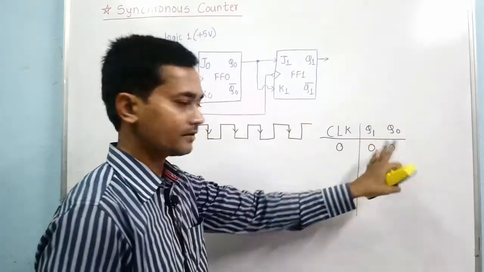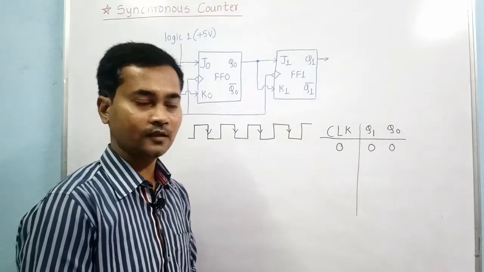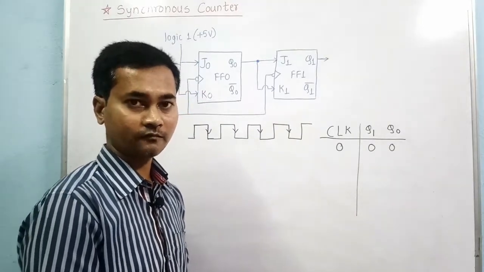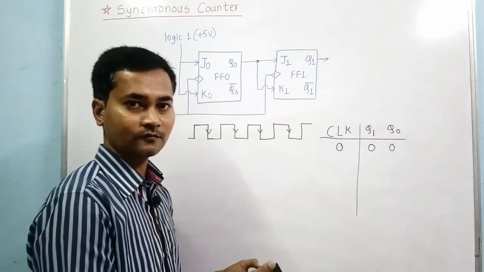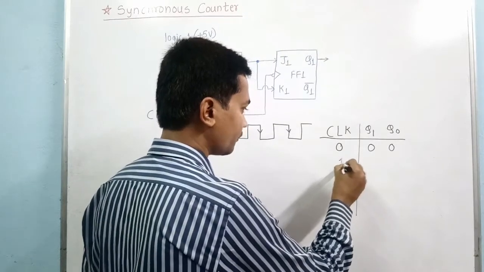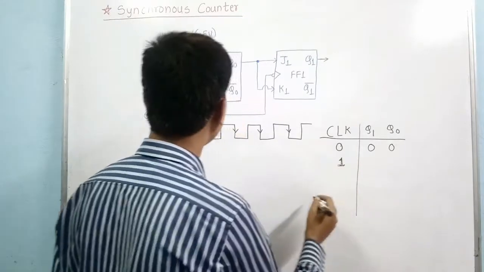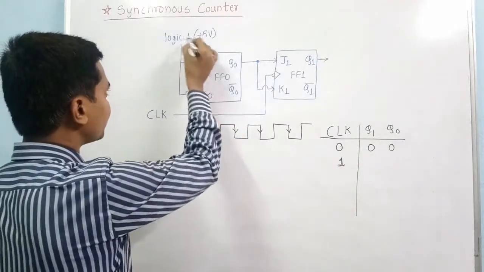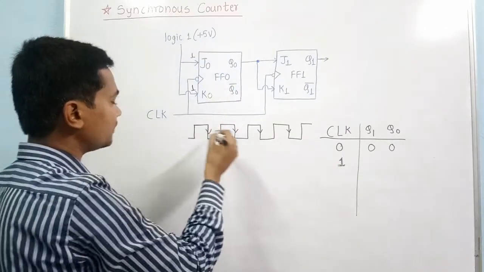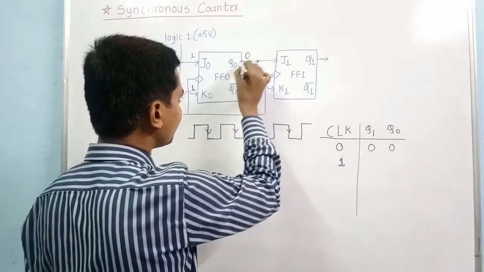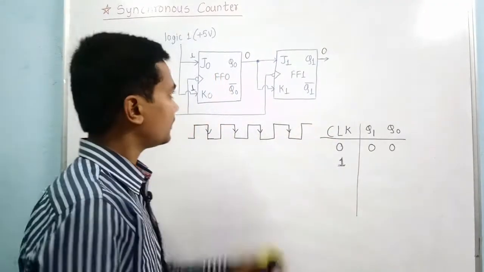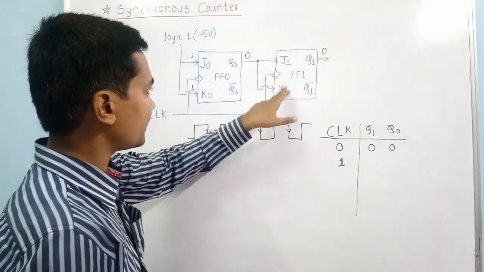Now consider that initially the clock is set to 0 and the clock is not applied. Then Q1 Q0 will be set to 0 by default, because right now we have only switched on the circuit and given the power supply. Now consider that the first clock is applied. Then what will happen? Here logic 1 is already available at the J0 and K0 inputs, right? But Q0 was set to 0, Q1 was set to 0.